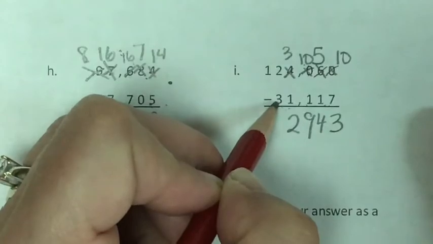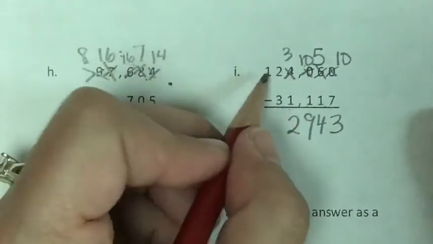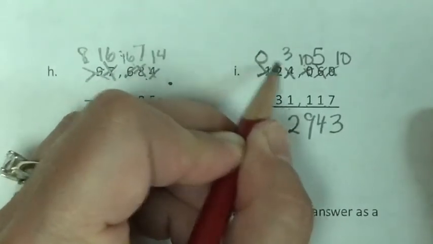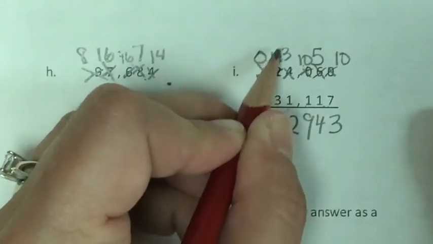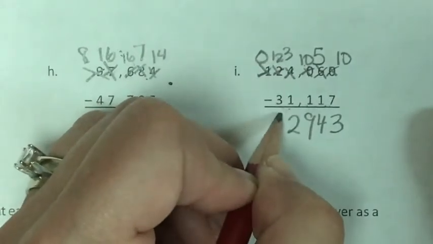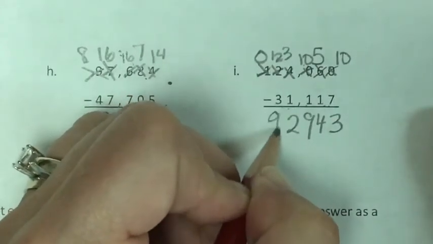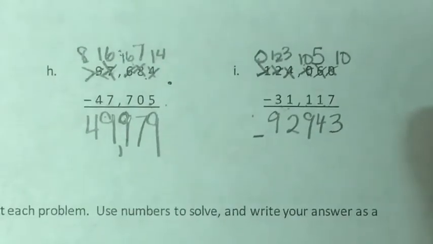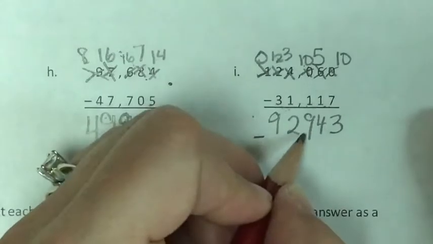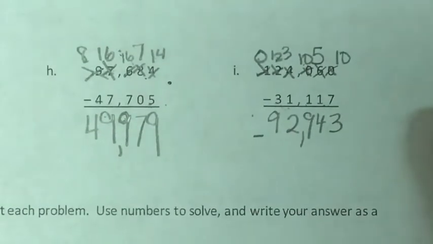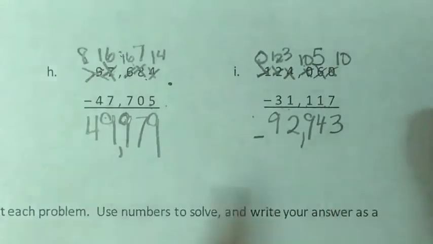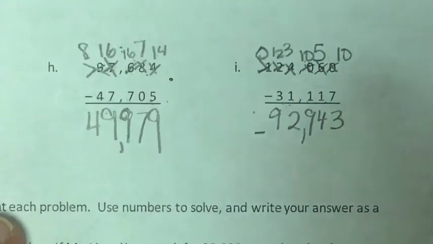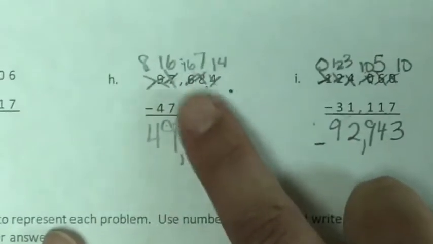2 minus 3. Well, I cannot do that. So I need to unbundle, turn that into a 12. 12 minus 3. Okay, so that is going to be my final answer, 92,943. All right, 2 problems for you to double check to see if you're correct. Look at this one. Lots of unbundling here.